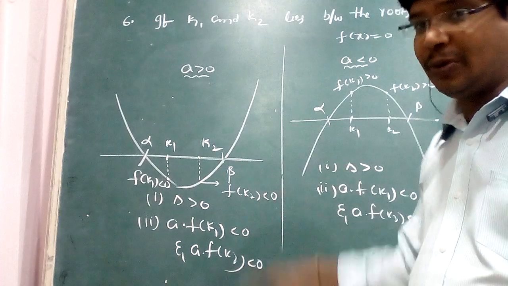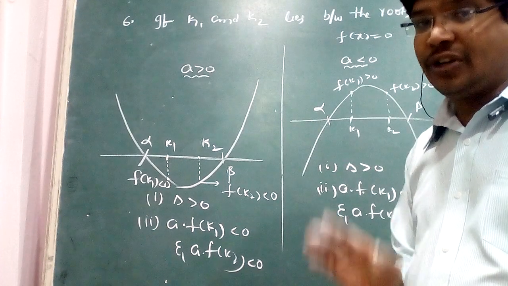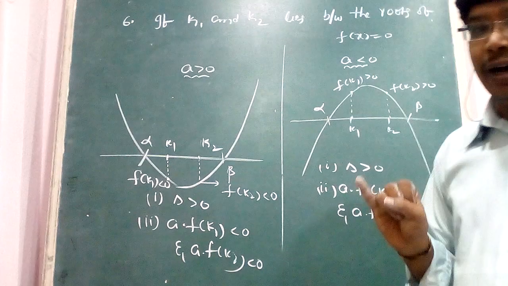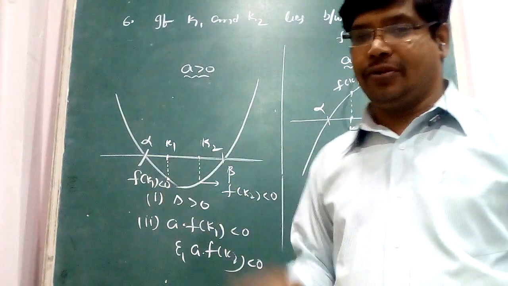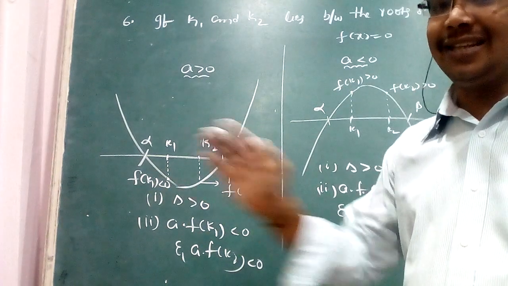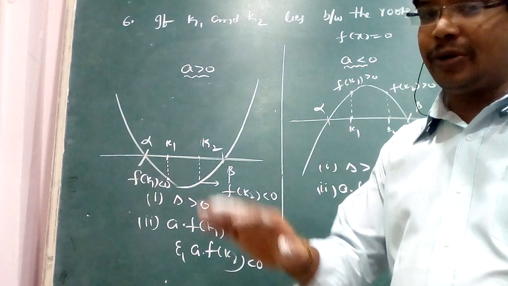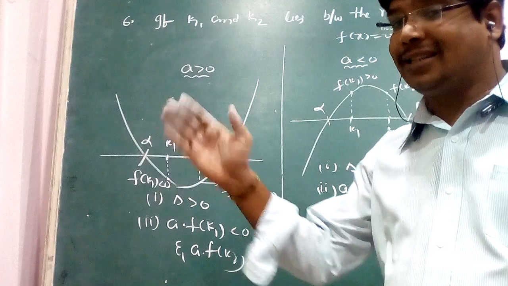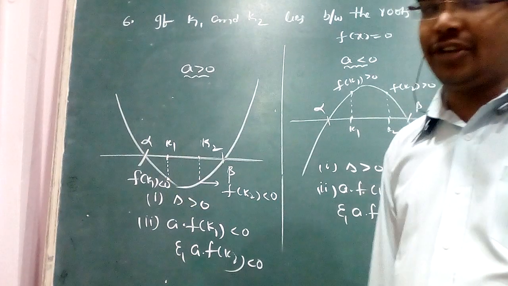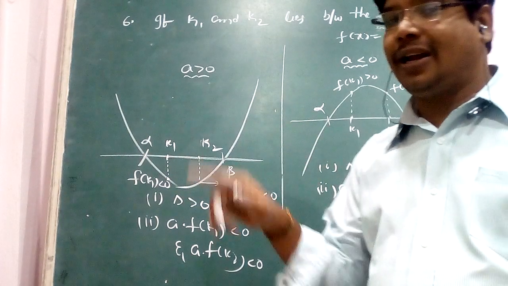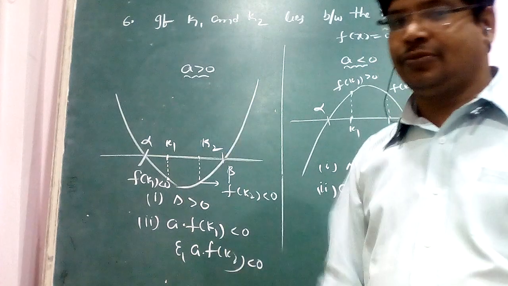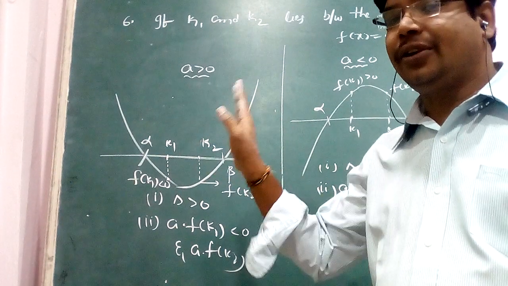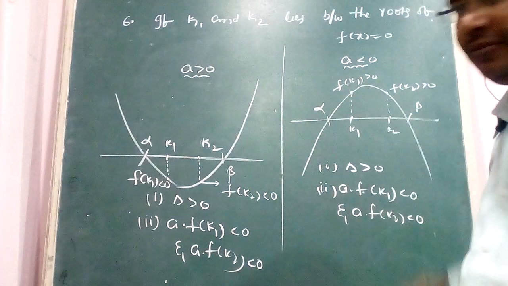Now all 6 properties are over. First property is alpha, beta less than k. Second property is alpha, beta greater than k. Third property is alpha less than k less than beta. Fourth property is k1 less than alpha less than beta less than k2. Next one is alpha less than k1 less than k2 less than beta. These are the 6 properties.